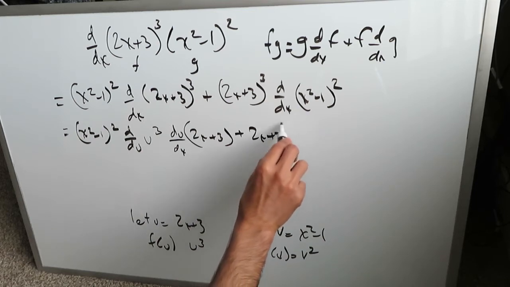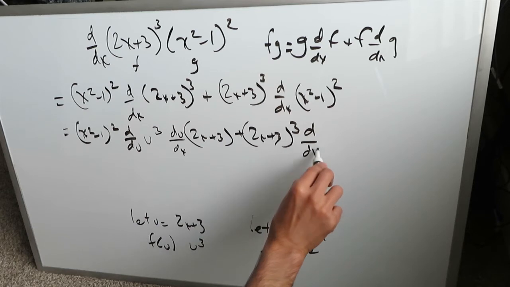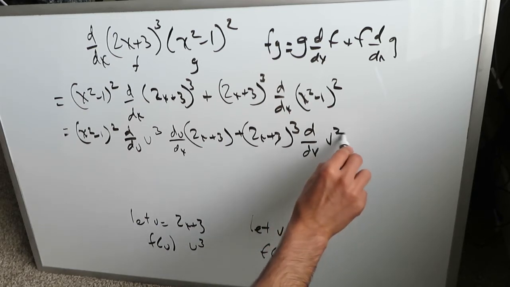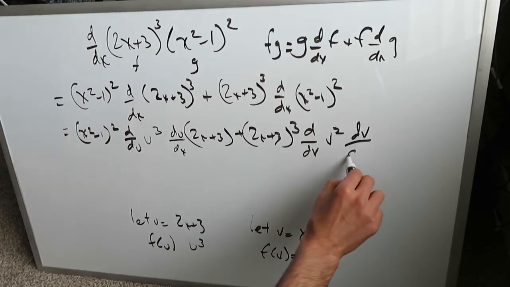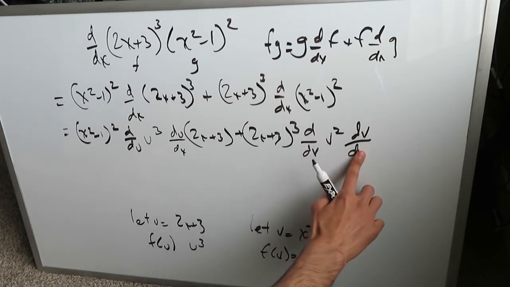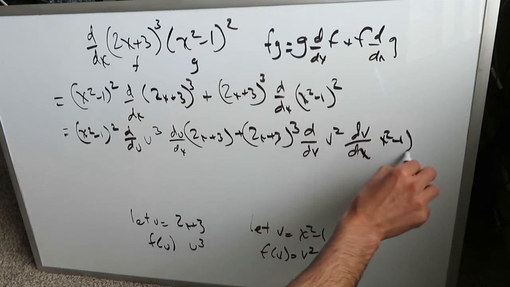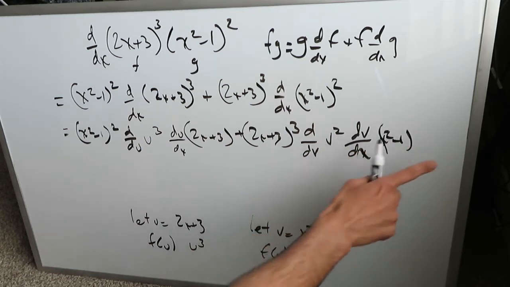2x plus 3 to the power of 3, and then the derivative with respect to v, we have a v square, and you know this from our video on the chain rule. And the derivative of the v function with respect to its, actually why am I putting a u over here, with respect to its x, is going to be x squared minus 1. We have to actually calculate that, x squared minus 1.